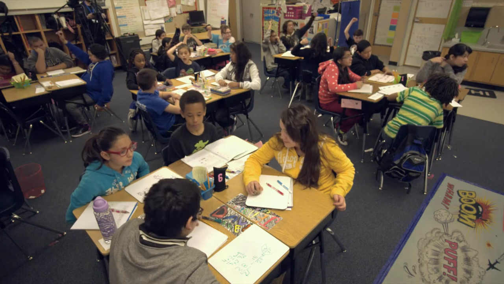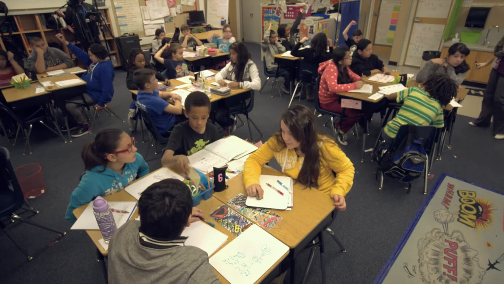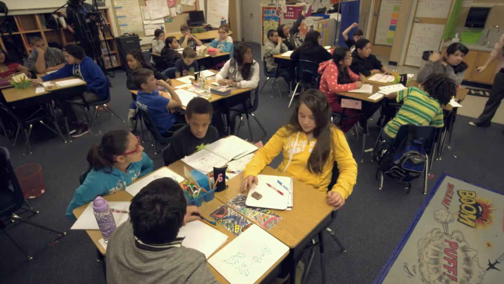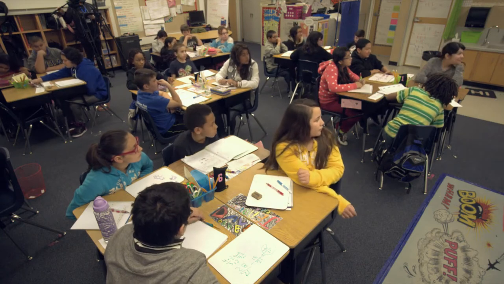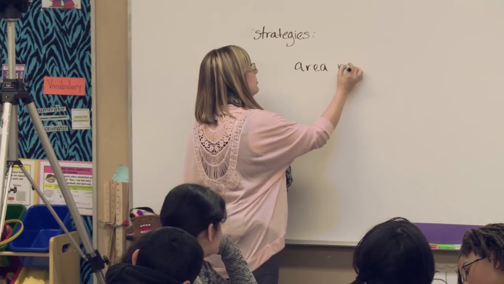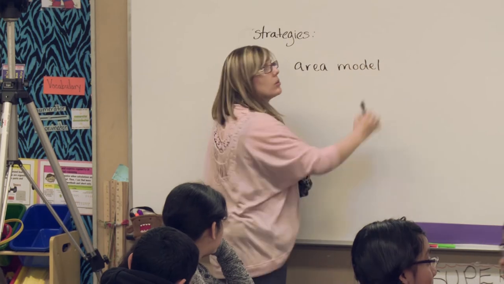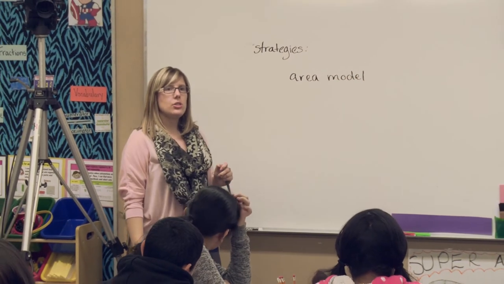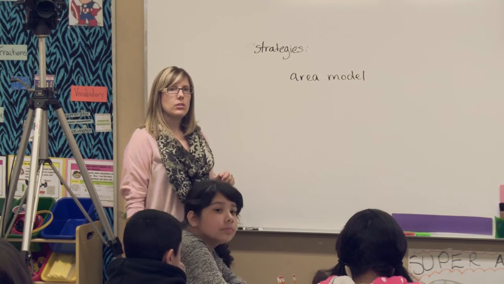Table 1, what's one of the strategies you guys saw? They said they saw area model. Table 7, what strategy did you guys see? We saw the multiplication strategy.